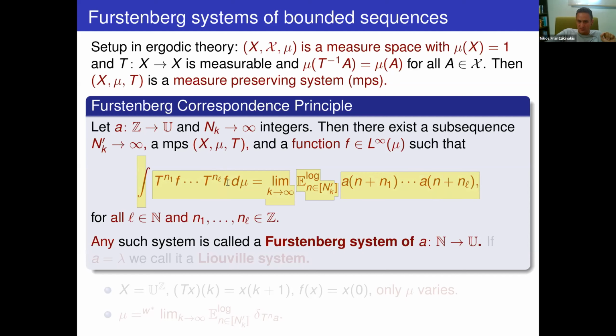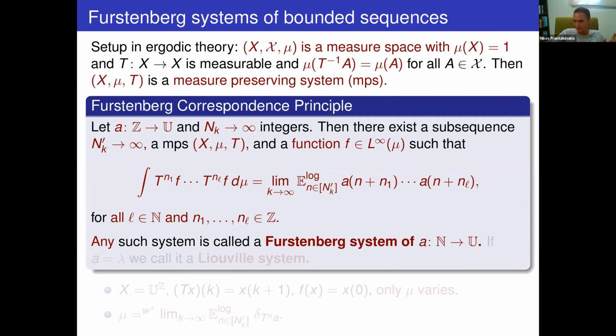I have a sequence, there is a system and a function. Correlations of the star function are equal to correlations of the system. Any such system, we call it a Furstenberg system of the sequence. And note that if you give me a sequence, the limits may not exist, so I may have uncountably many Furstenberg systems associated with it. I don't care. I call them all Furstenberg systems of A.